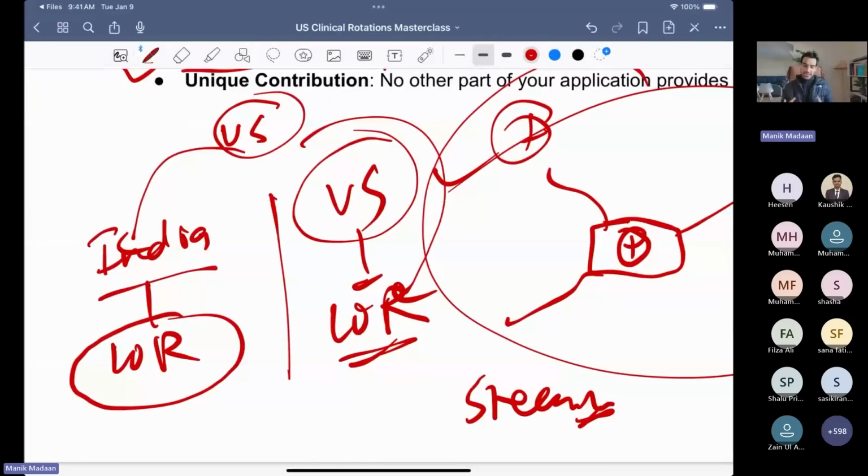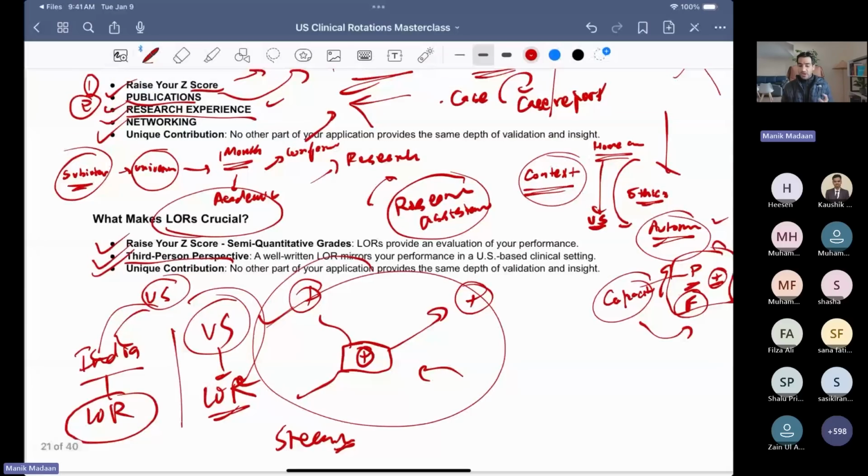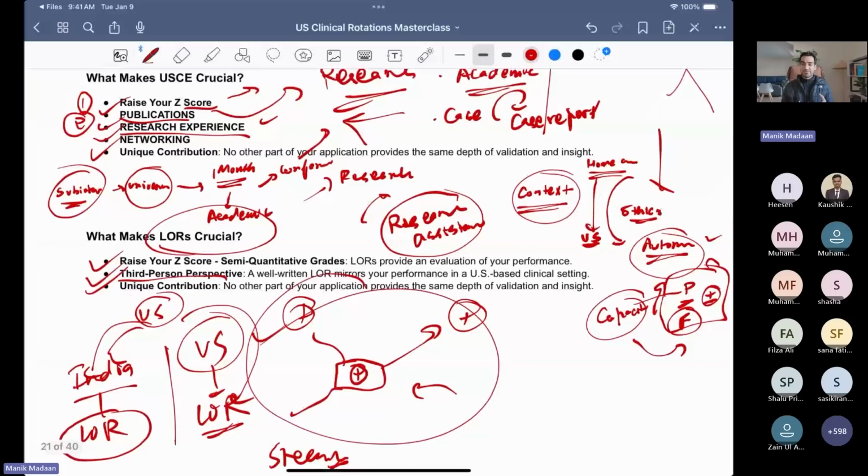You understand the context, then somebody from India, right? So this is very, very important to get, like, this is why US based clinical settings are so important to get that evaluation compared to what you would have in other countries, right? A unique contribution, just like we talked about the USCE, LORs and USCE are what makes the difference in matching versus not matching.